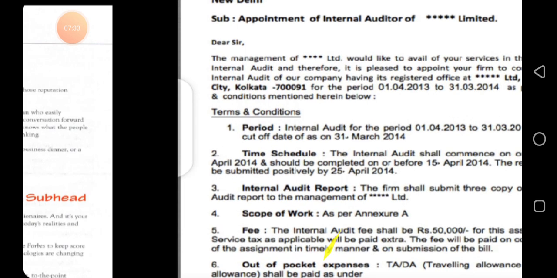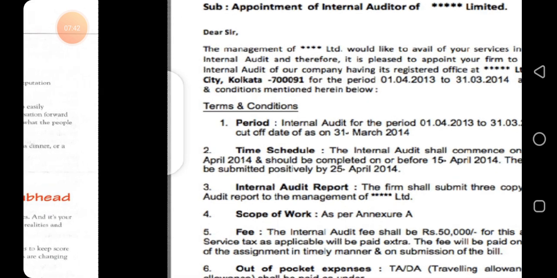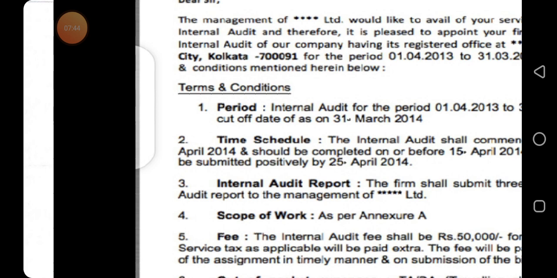Look at another one. We have here the subject matter: "Appointment of Internal Auditor." That's a main heading. Below it, you see "Terms and Addition."